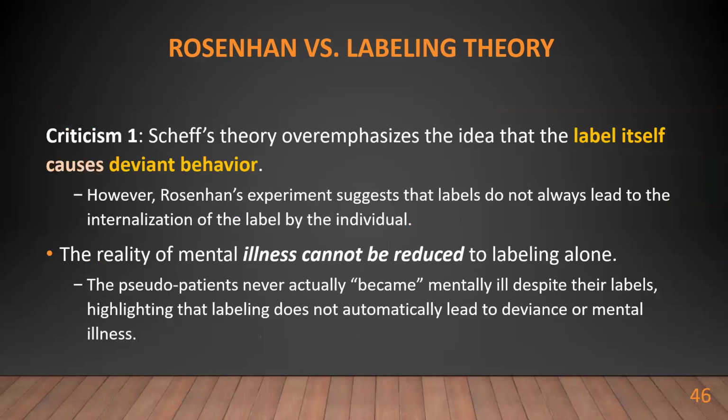First of all, Scheff's theory overemphasizes the idea that the label itself causes deviant behavior. Rosenhan's experiment suggests that labels do not always lead to the internalization of the label. And the reality of mental illness cannot be reduced to labeling alone. The pseudo-patients actually never became mentally ill despite their labels, highlighting that labeling does not automatically lead to deviance or mental illness.